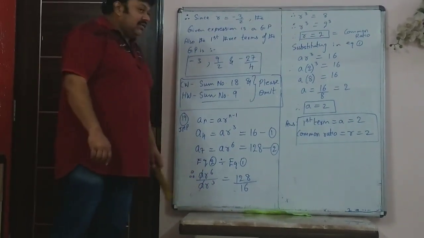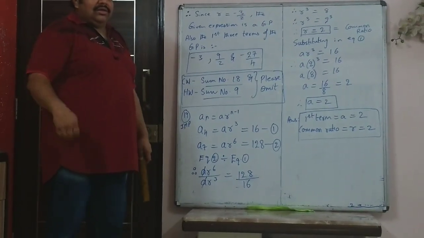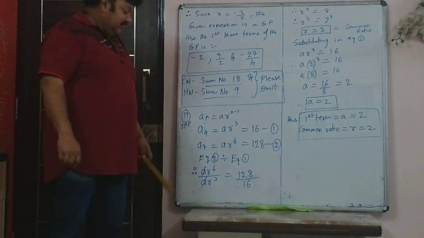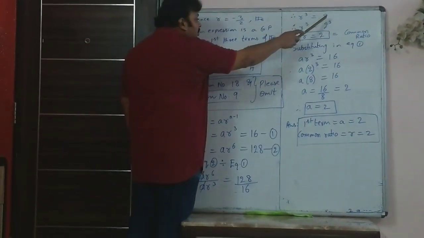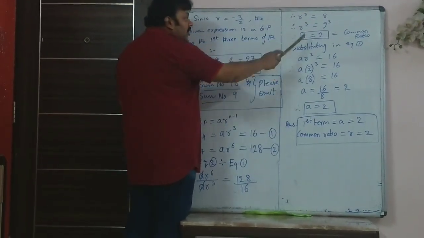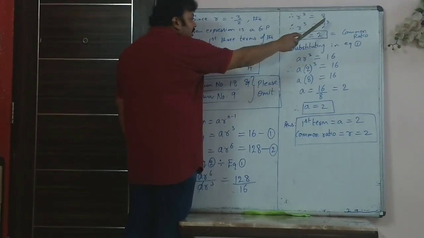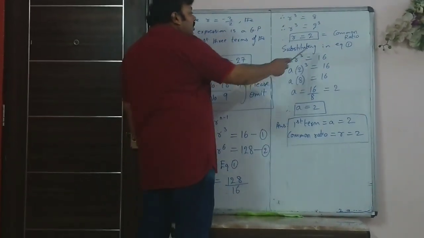You are using indices. A raised to m upon a raised to n is a raised to m minus n. So from that you are getting this is 8. R raised to 3 is 8. R raised to 3 is 2 cube. 8 is 2 cube. So r is 2 because the indices are same. Therefore the bases would be equal.